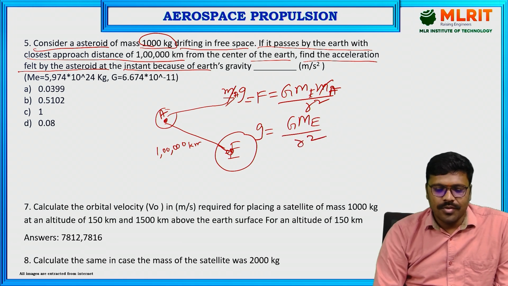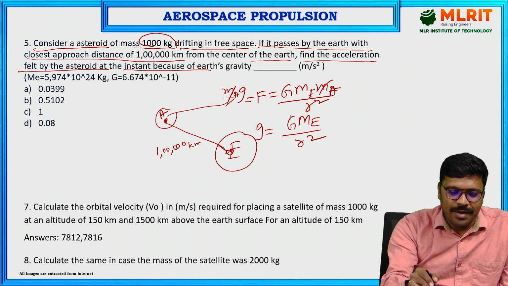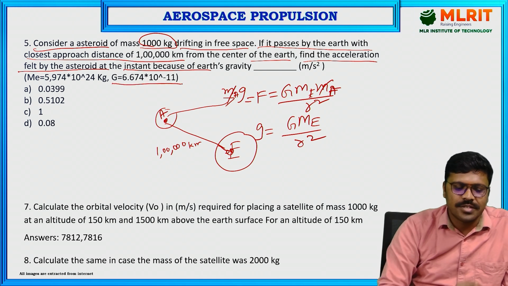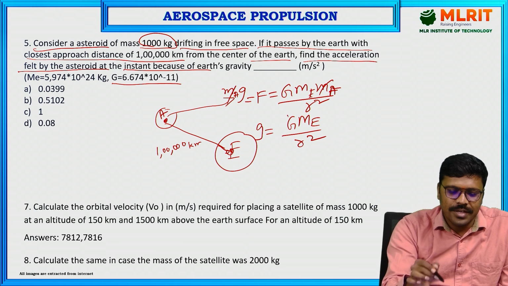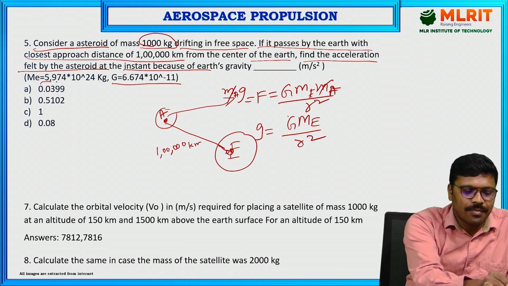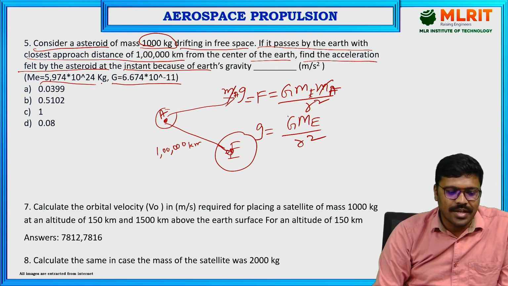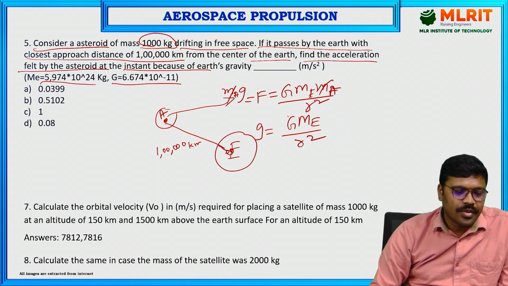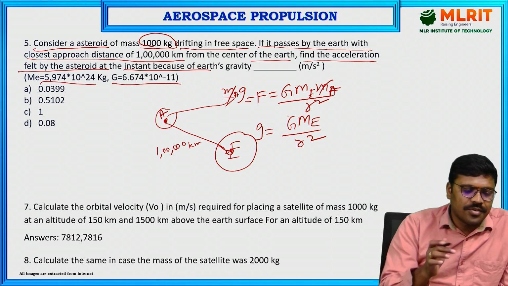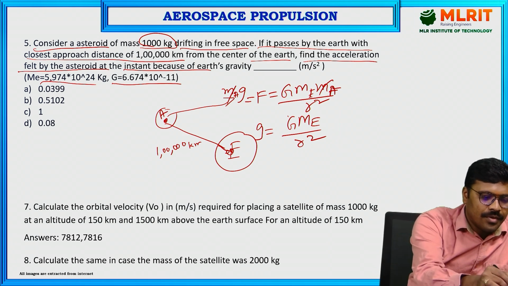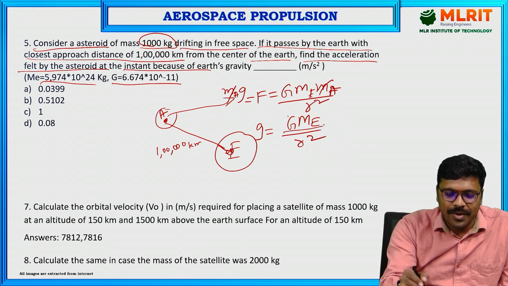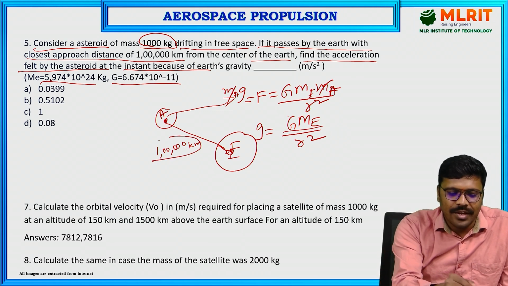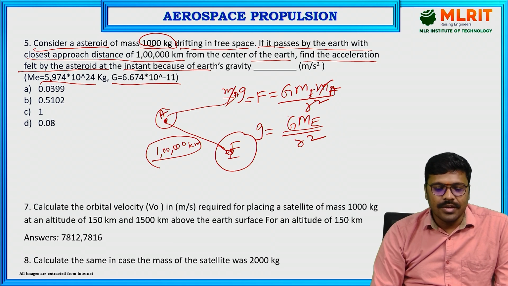So we have to substitute capital G. Capital G is given as 6.674 into 10 to the power of minus 11. Substitute capital G here, and the mass of the Earth is 5.974 into 10 to the power of 24 kg. If you apply this, and r is equal to 1 lakh kilometer, then you will get the answer.